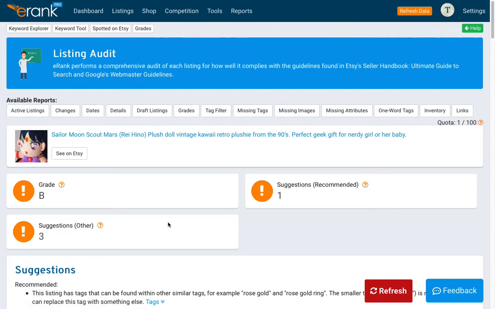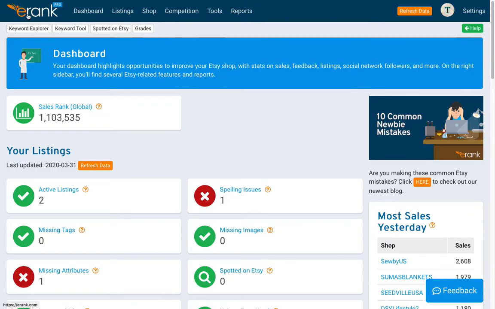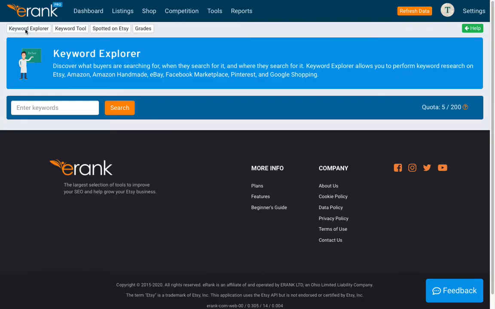So this is useful. Erank is useful because it gives you constructive criticism on your listings. The thing I want to talk to you about the most, and the most important thing in my opinion about Erank and why I like it, is because it has a keyword explorer.